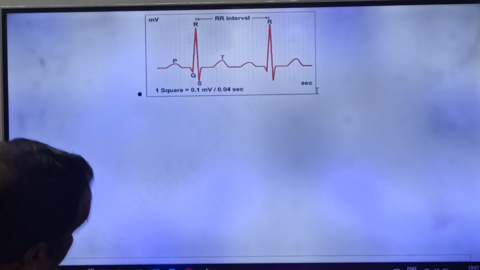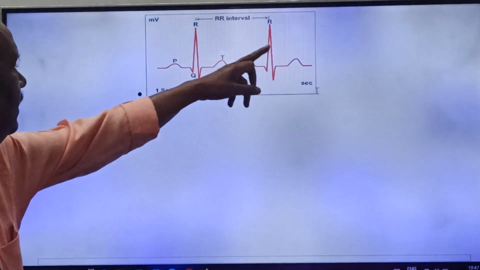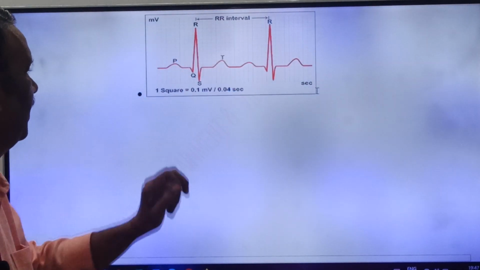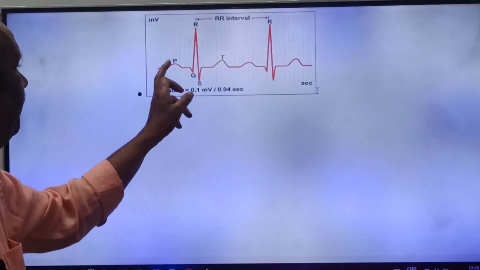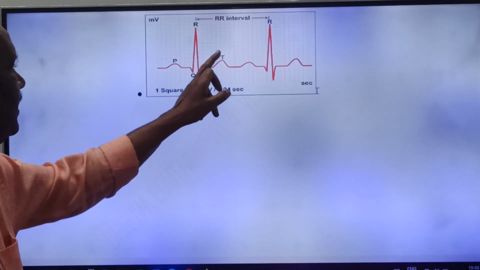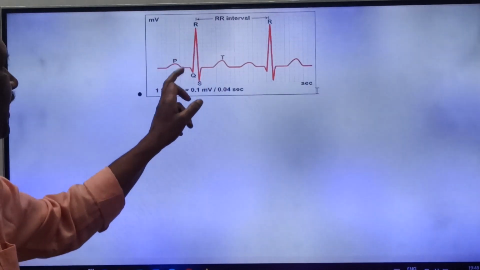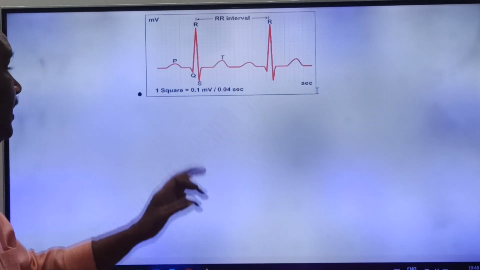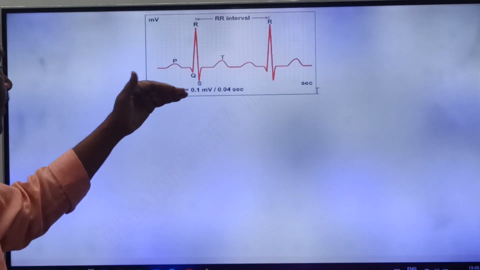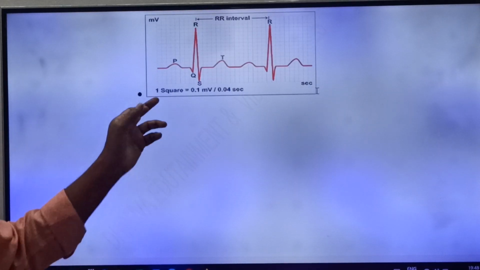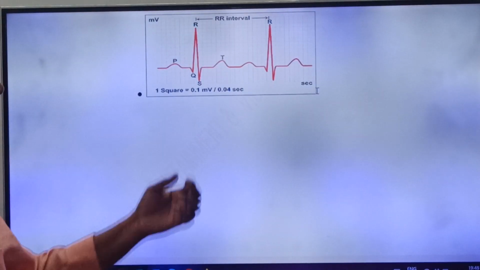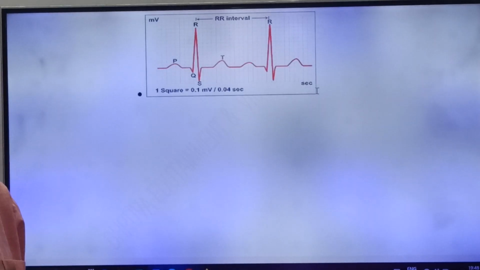See, friends, these are the upward deflections. These are the downward deflections. These are what, friends? Waves. P, Q, R, S, T. Some waves are upward, some waves are downward. Generally, upward waves are positive waves, downward waves are negative waves, friends.